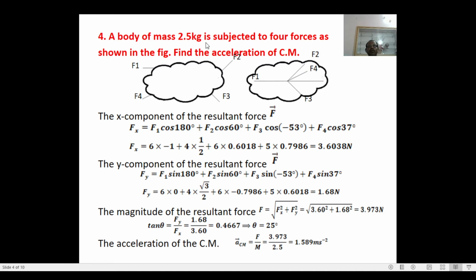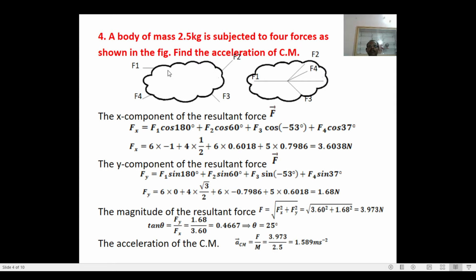Number 4. A body of mass 2.5 kg is subjected to 4 forces as shown in the figure. Find the acceleration of center of mass. This is a body of mass 2.5 kg. Force F1 is acting in this direction. Force F2 is acting in this direction. Force F3 is acting in this direction. Force F4 is acting in this direction.